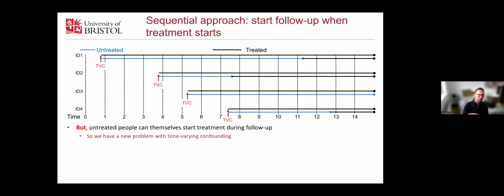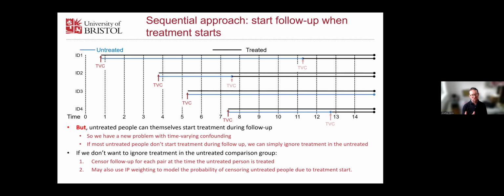So we have a new problem if we want to estimate the per protocol effect of needing to censor follow-up when unvaccinated people are themselves vaccinated. That reintroduces informative censoring.